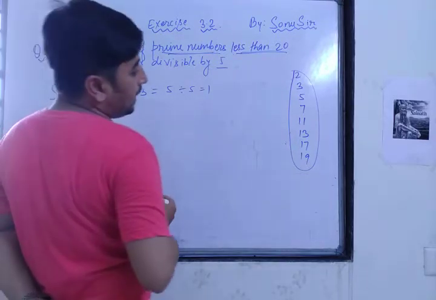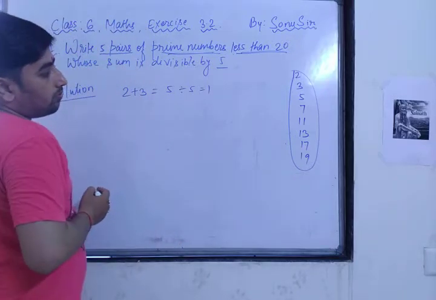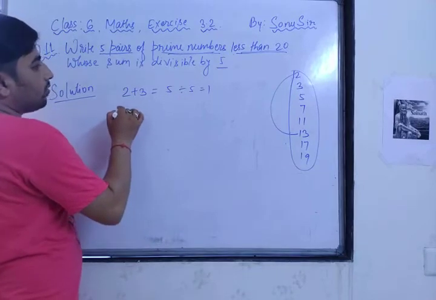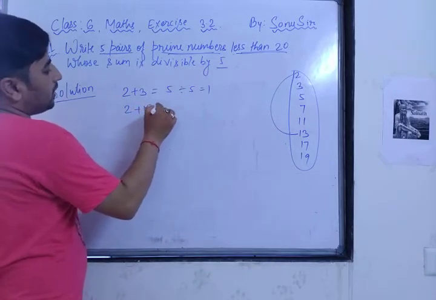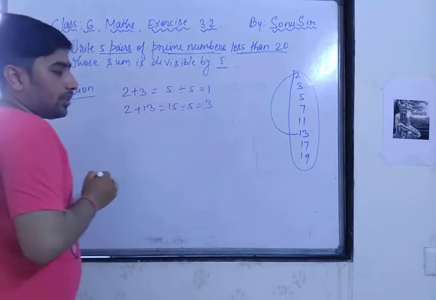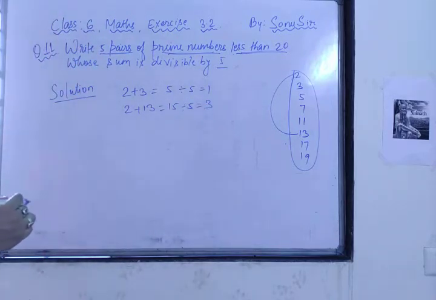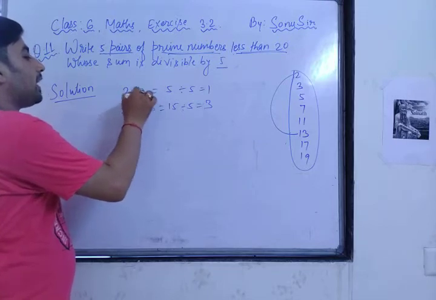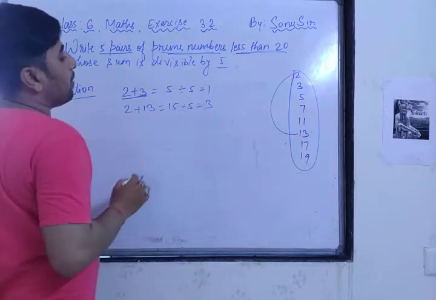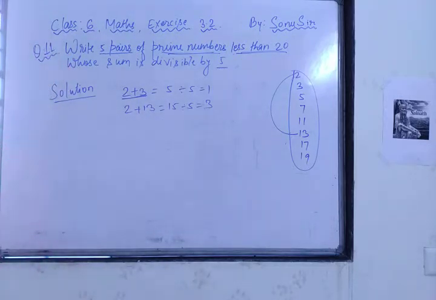If I want to make another pair, then 13 and 2. 2 plus 13 is equal to 15. 15 is divisible by 5 because at its unit place the 5 is there. Are you getting or not? You have to just make a sum of two prime numbers whose sum is divisible by 5.